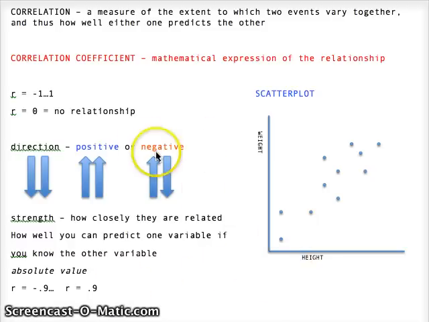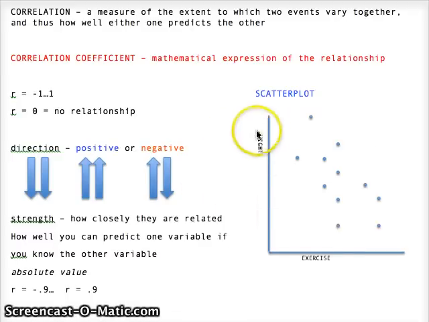If you are going to have a negative correlation, the dots are going to be in the opposite direction. So again, weight and exercise would be a negative correlation. The more you weigh, the less you're exercising. If you're exercising a lot, you tend to weigh less. This is not quite as strong of a correlation because the dots are not as close together.